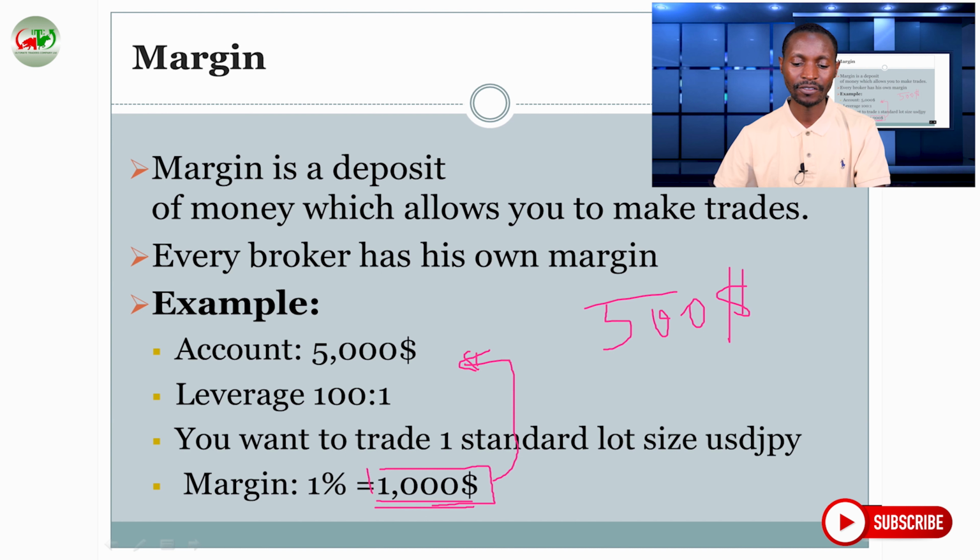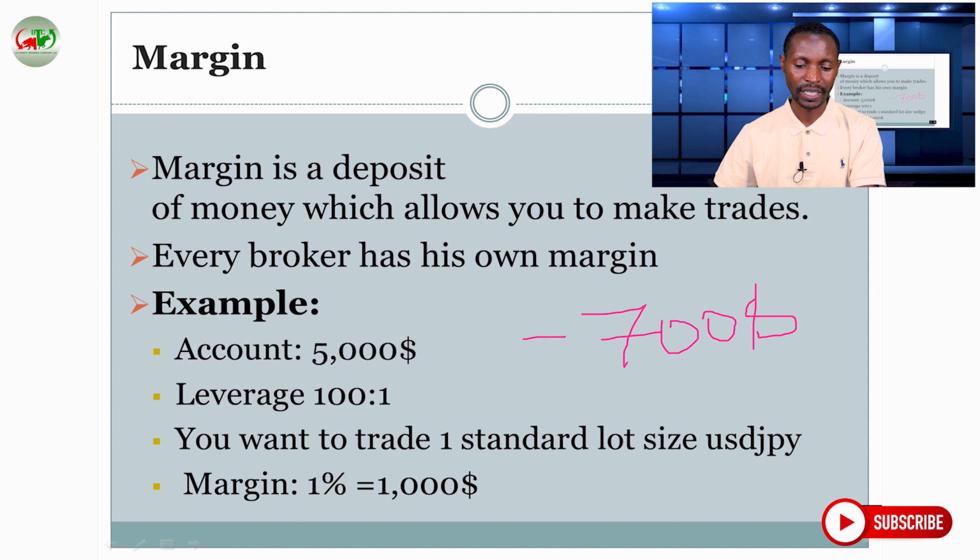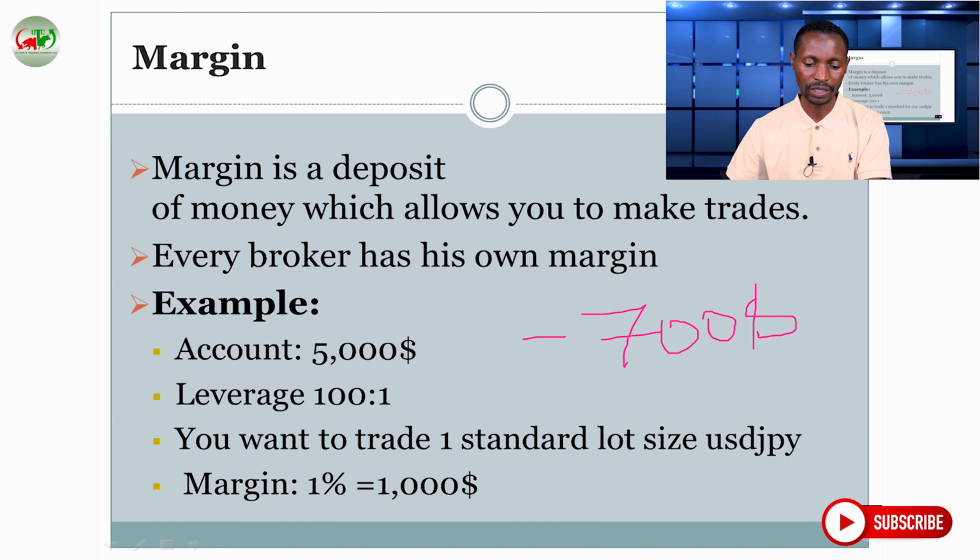In case you lose, let's say you lose $700 from this trade. The 700 will be deducted from this 1,000 which has been put aside as a margin, which means that you will remain with 5,000 minus 700, so your account after this trade will be $4,300. Note that the maximum you can lose is only this margin. I hope you understood these numbers and how they work.